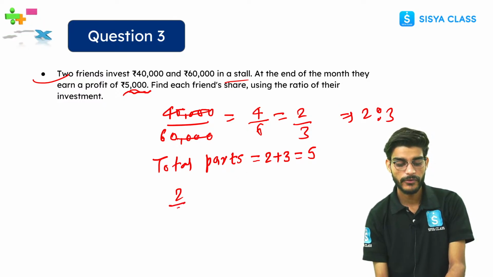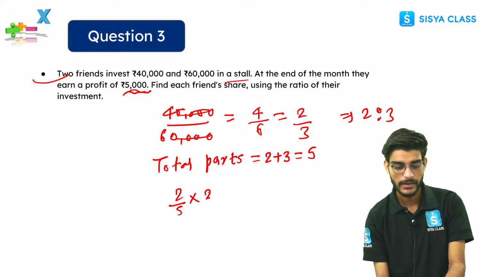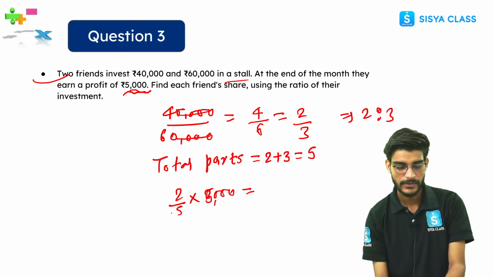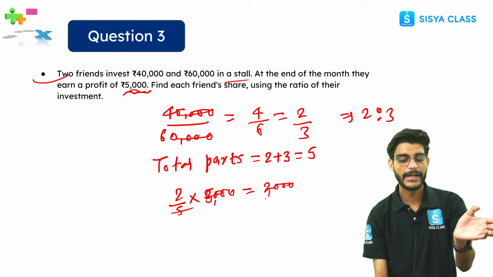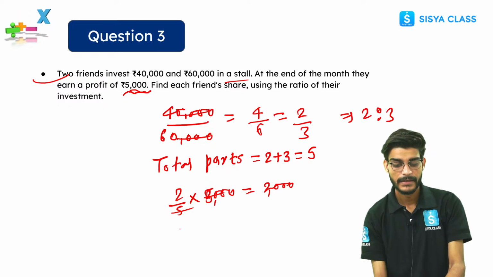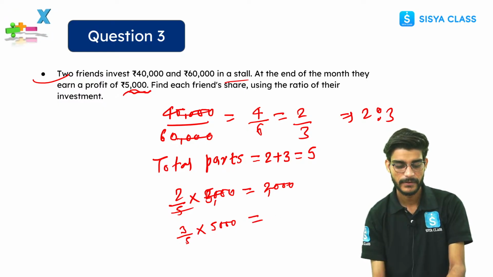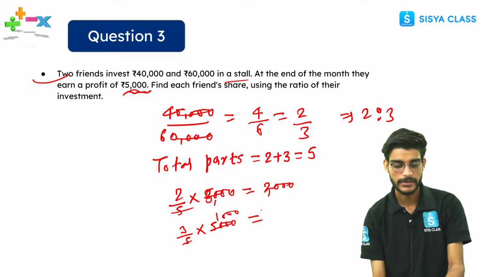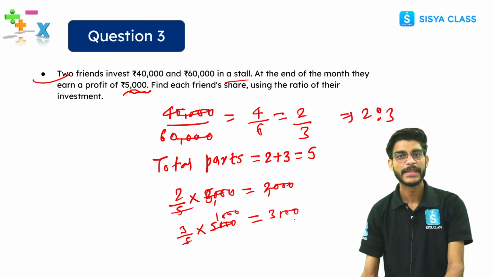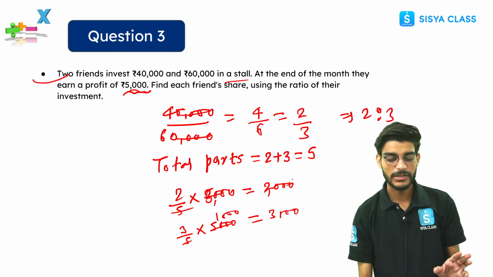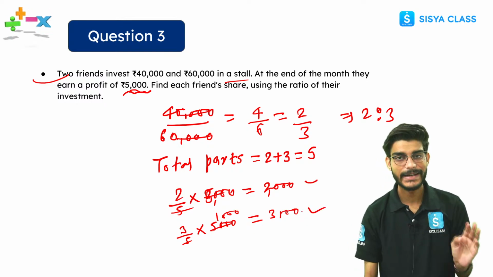So 2 upon 5 into profit. Profit is 5,000. So this is 5 into 1,000, which is 1,000, into 2, which is 2,000. For one friend it is 2,000. For the other friend it is 3 upon 5 into 5,000, which is 1,000 into 3, that is 3,000. So one friend will get 2,000 and the other friend will get 3,000 as profit.